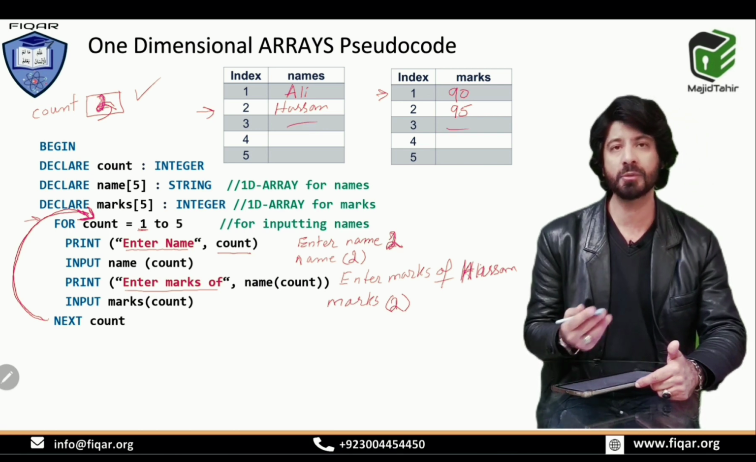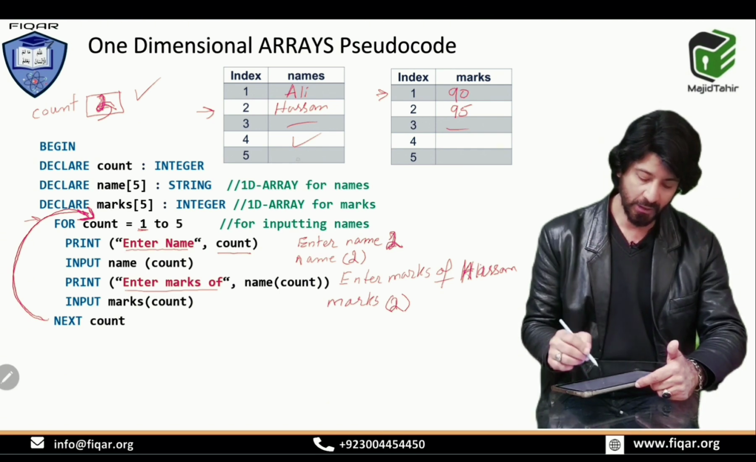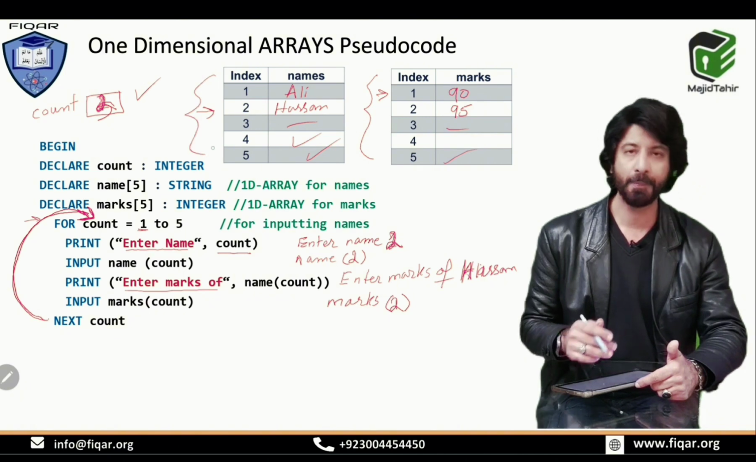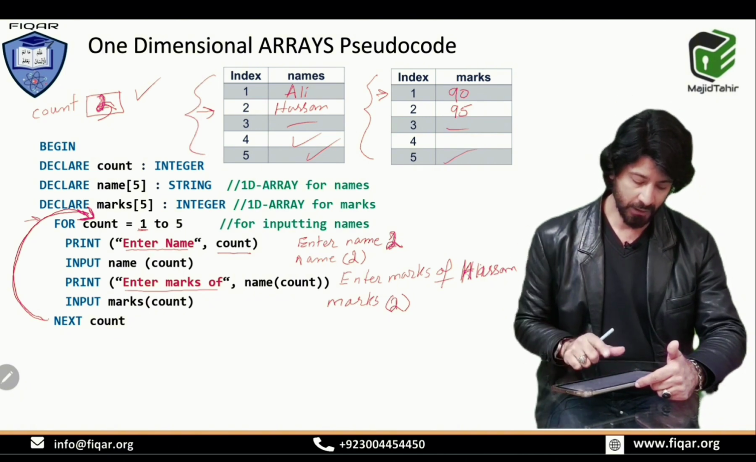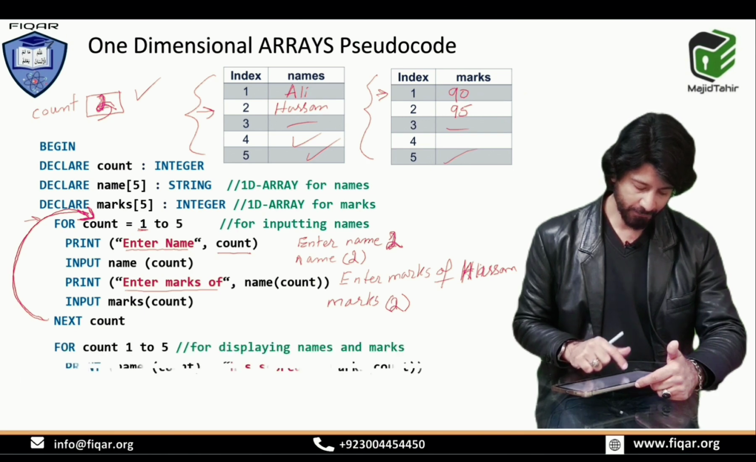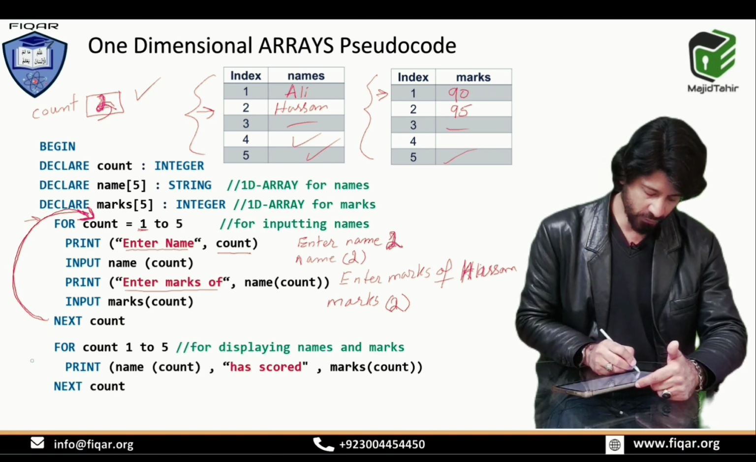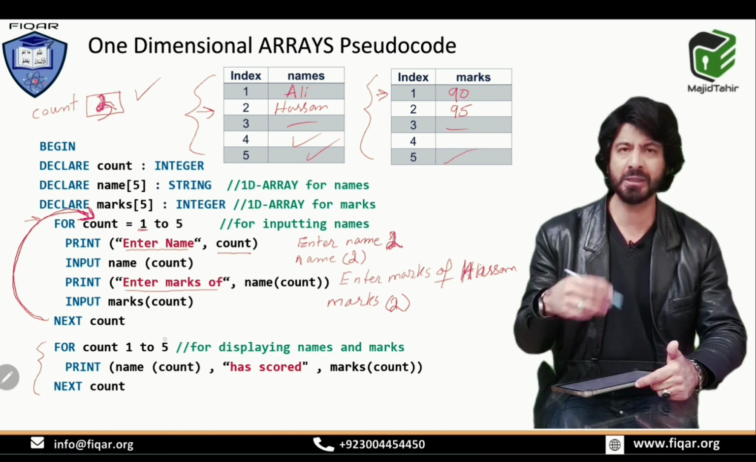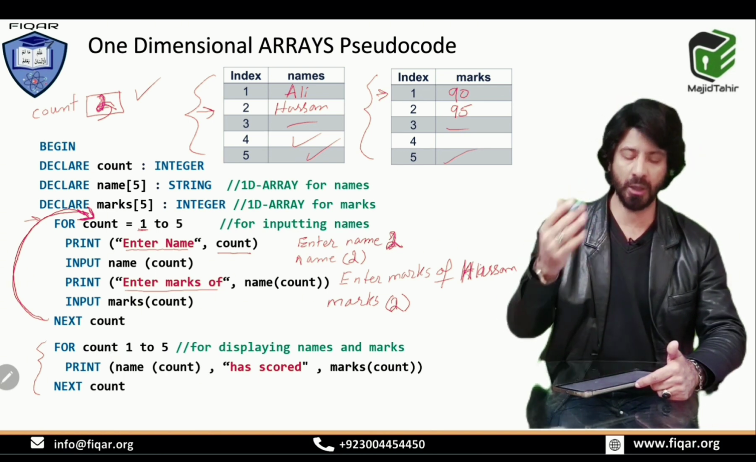Loop goes back, count becomes 4, we will have the fourth value. Loop goes back, count becomes 5, we'll have the fifth value. So the loop will basically keep on running and it will fill all the values in our arrays. For displaying, we have a for loop from 1 to 5. This is for displaying the values. Again this loop is going to be initialized with 1 and it will go up till 5.